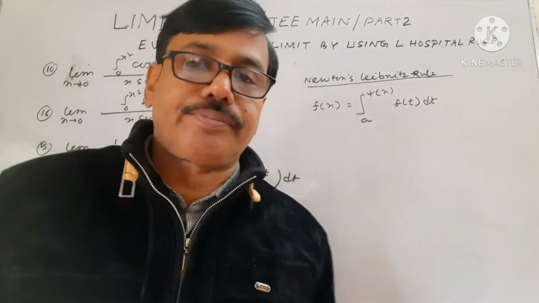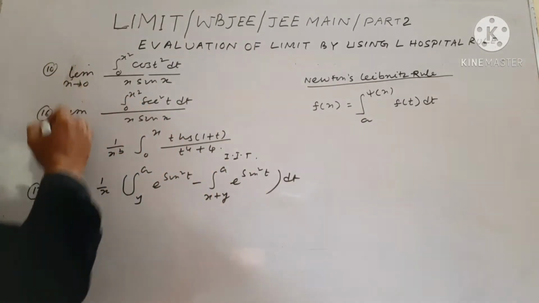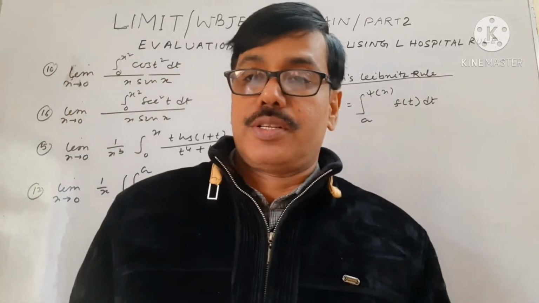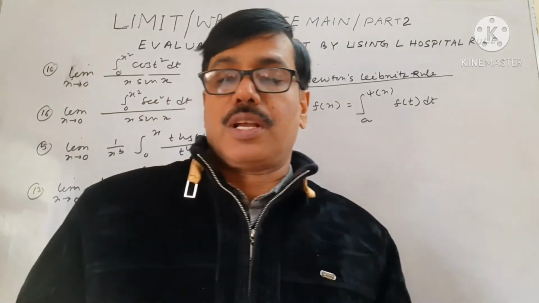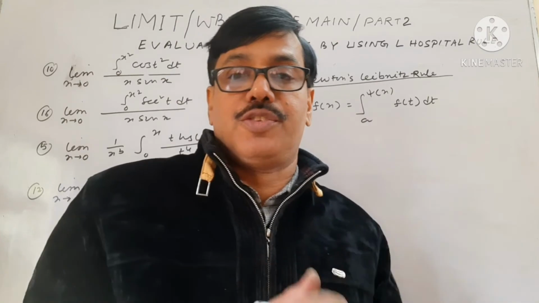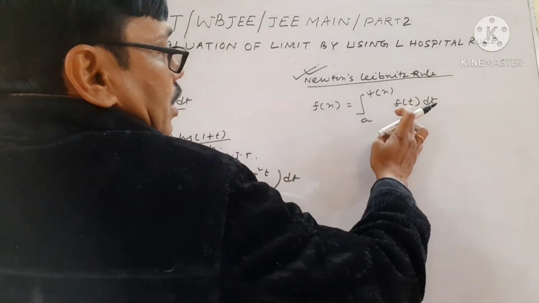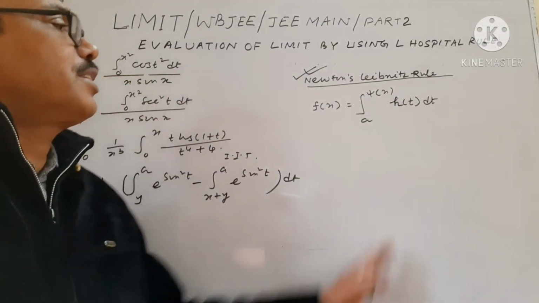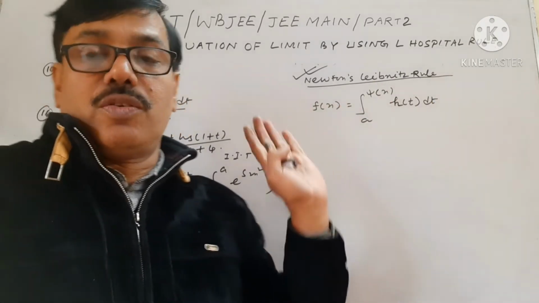Now we consider limits using L'Hospital rule, but here we have to use Leibniz rule of differentiation, that is, differentiation under the integral sign. I have already discussed it in definite integration. So what is the rule? If f(x) equals the integral from a to psi(x) of h(t) dt, where h(t) is a function of t, then since the upper limit is psi(x), it is a function of x.